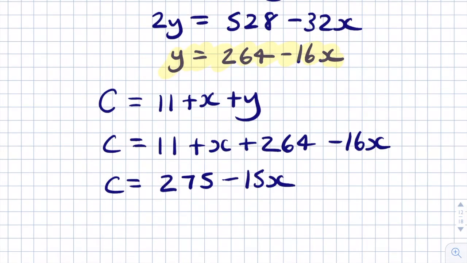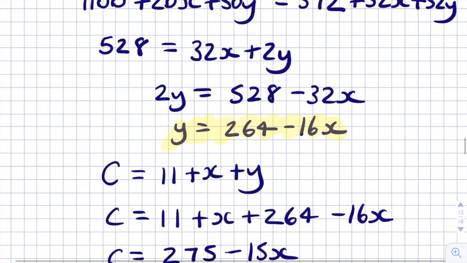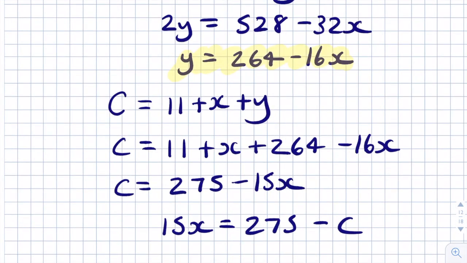If I rearrange this equation to get 15x equals 275 minus C, then I can use the answers that I've been given in the question to substitute for C. And what this is basically saying is 275 minus C is equal to some multiple of 15. But of course, it's only a multiple of 15 if C allows us to simplify the equation to something that we can then divide by 15 to get an integer value for x. So let's have a look.